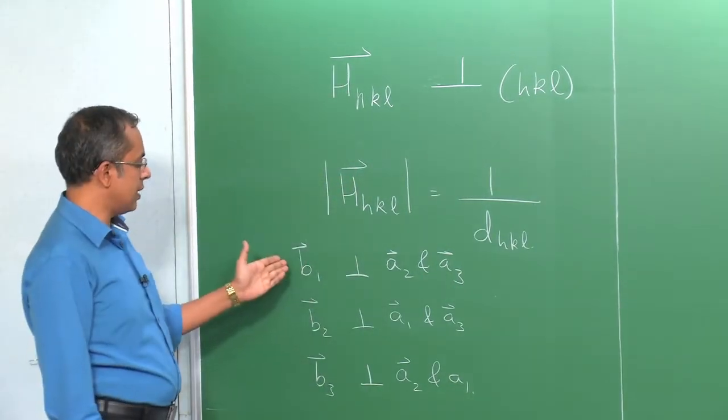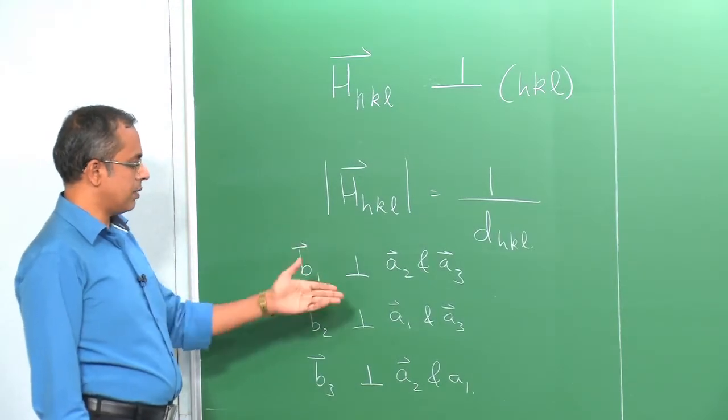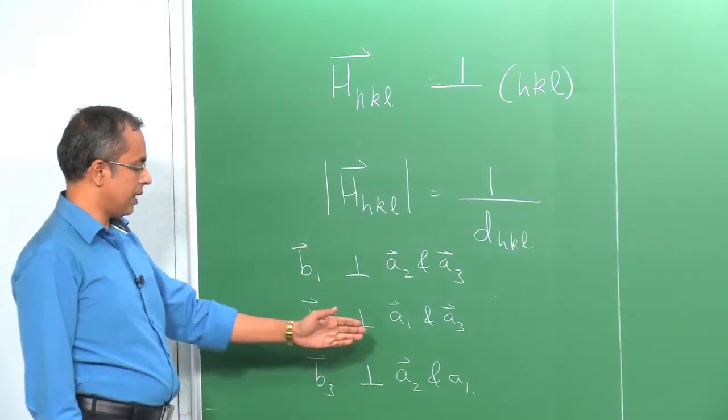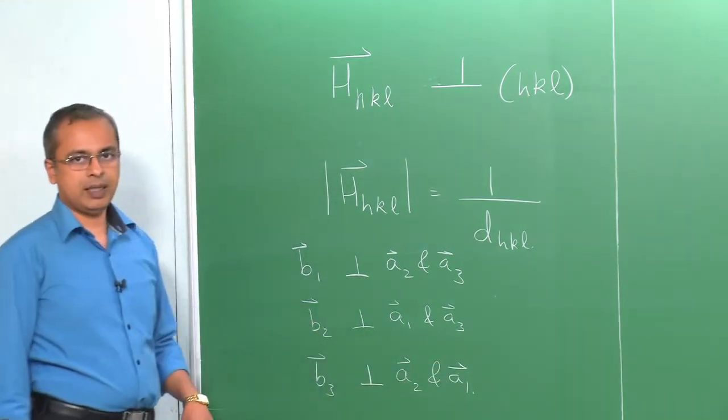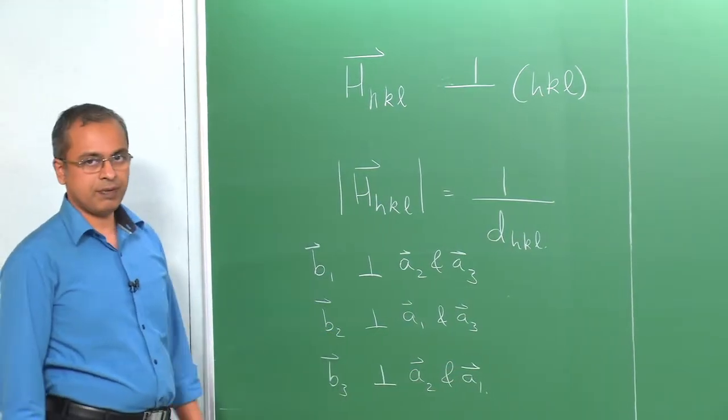So, that is how we have defined it, because it is A2 cross A3 by the volume, A1 cross A3 by volume, and A2 cross A1 by volume. So, given that, it is naturally perpendicular because of the way we have defined it.